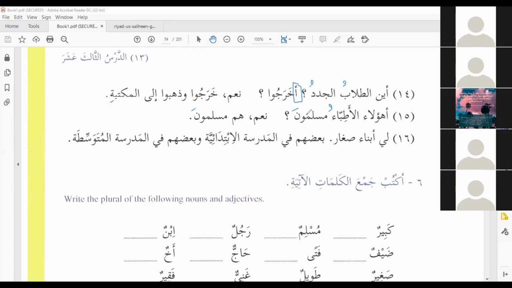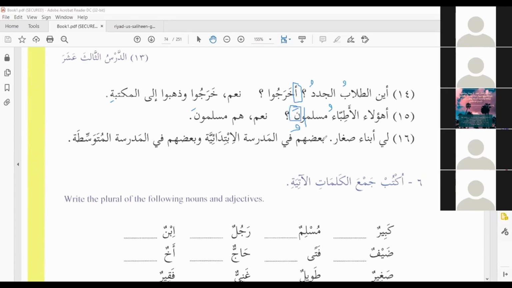the sound masculine plural. What is the sign of the sound masculine plural being marfu'? It is not on the last letter, which is what we're used to seeing. It is the waw, right? Muslimuna. And if it's majroor or mansub, as we'll learn later, it will be muslimina. Allahumma ghfir lil mu'minina wal mu'minat wal muslimina wal muslimat. Right? So the noon with the fatha is fixed.